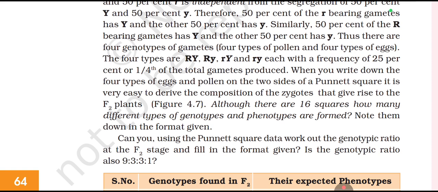Can you, using the Punnett square data, work out the genotypic ratio at the F2 stage and fill in the format given? Is the genotypic ratio also 9:3:3:1?